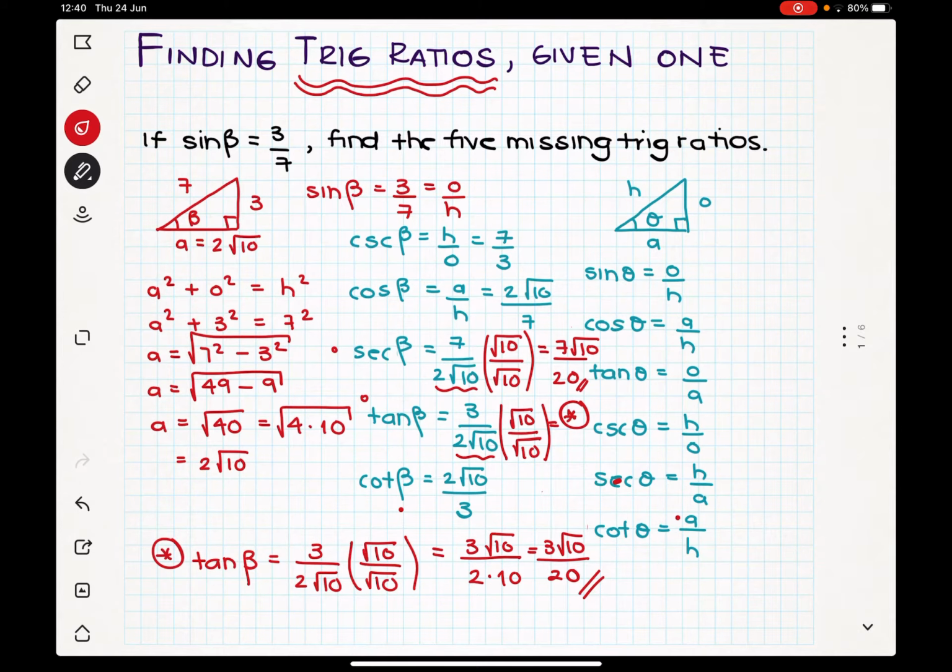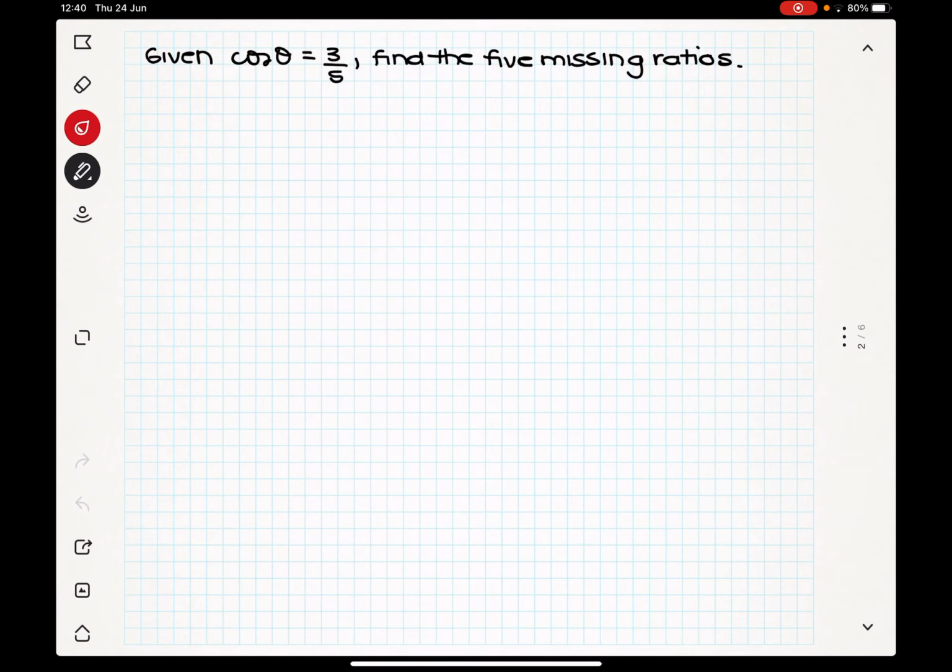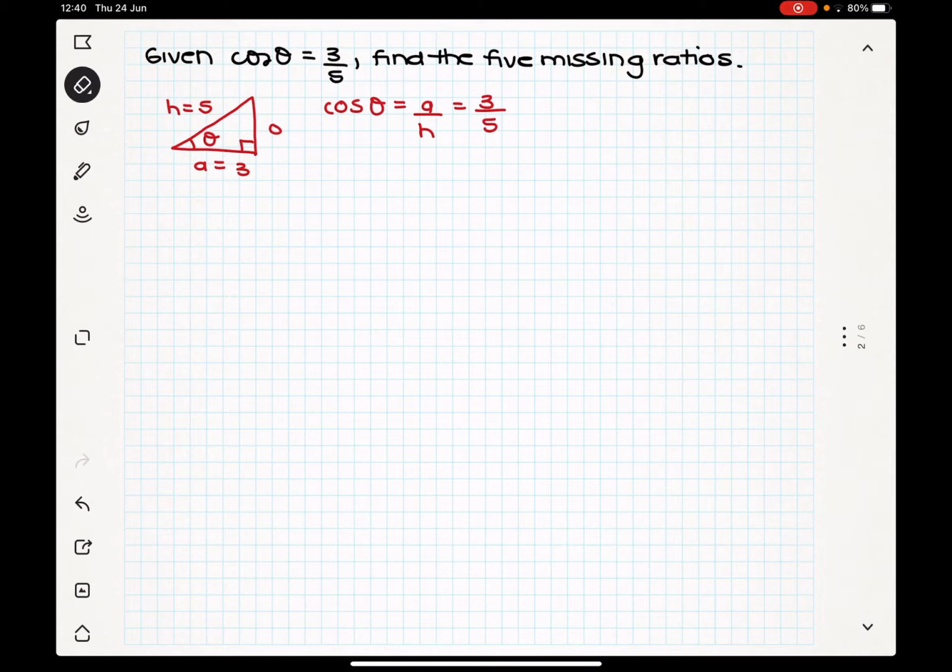Okay, so let's do another one with cosine. The process is going to be the same. We first need a labeled triangle, and for that labeled triangle, we use Pythagoras. So in this case, we have theta. Cosine is going to be adjacent over hypotenuse. So this means that adjacent is 3 and hypotenuse is 5. So we need to find out how much the opposite measures, right?